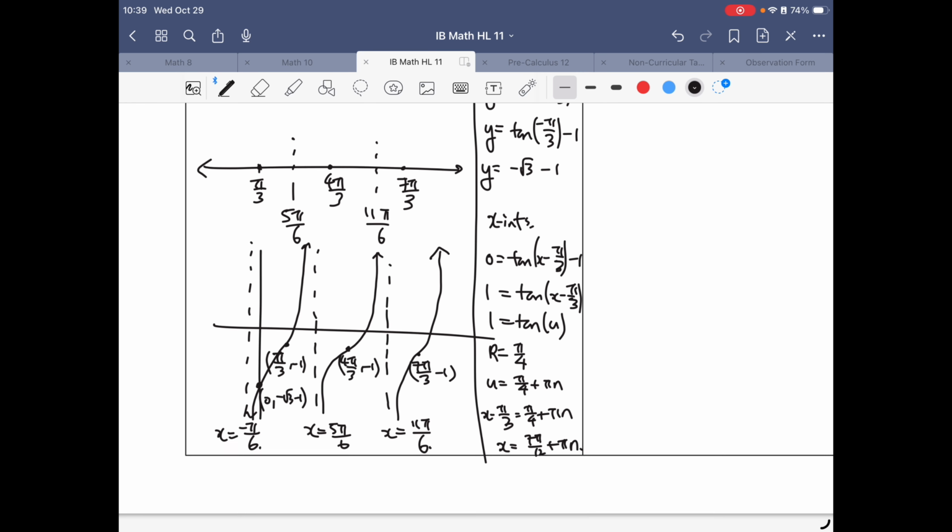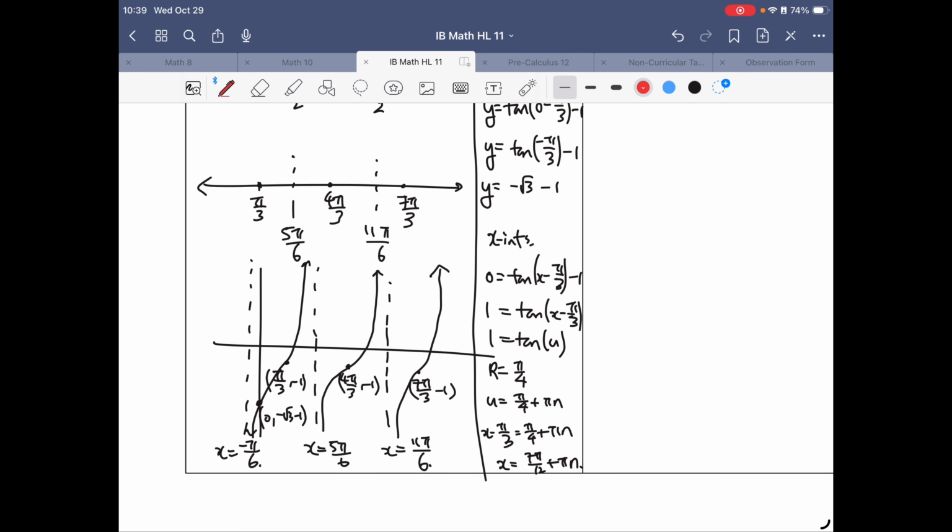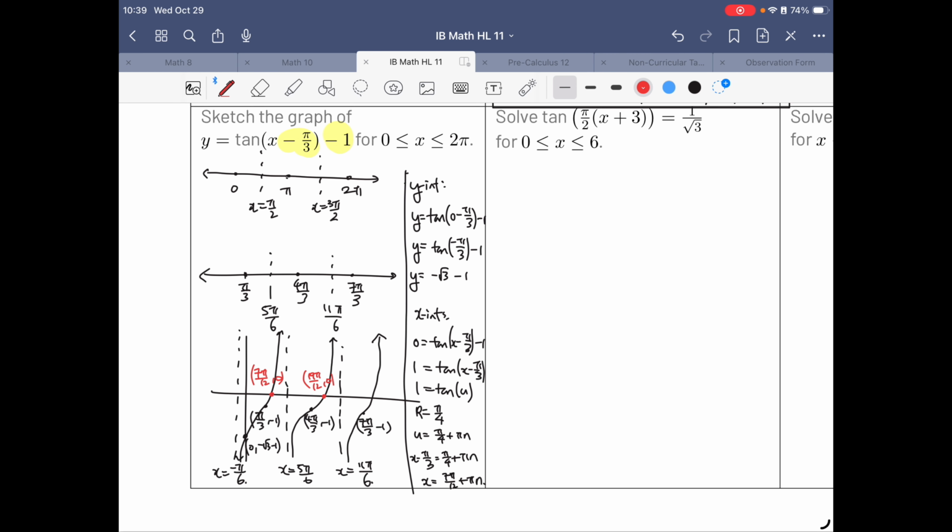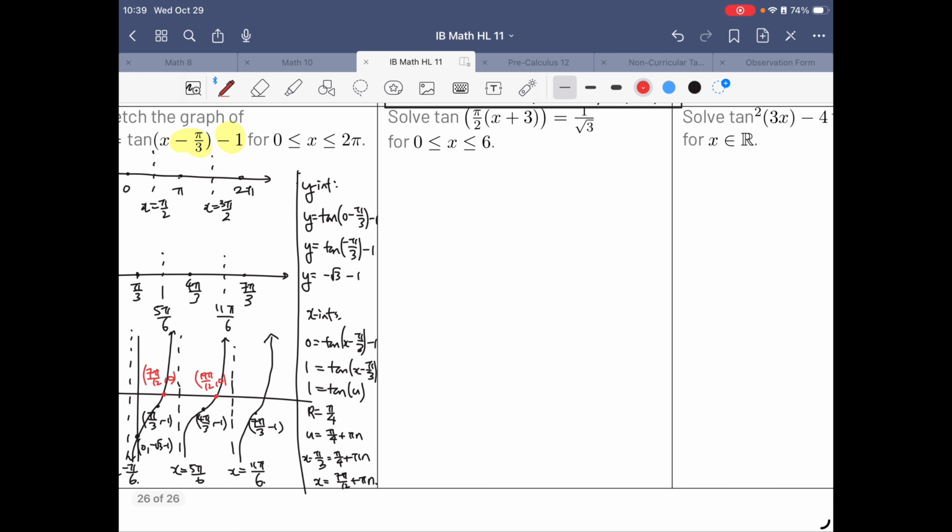So I think my first x-intercept is going to be 7 pi over 12, comma 0. And then the second one will be plus pi n, so that's 19 pi over 12, comma 0. I think that's all I have to find for now. So that's my complete graph of y equals tangent of x minus pi over 3 minus 1, including all the key points and the vertical asymptotes.